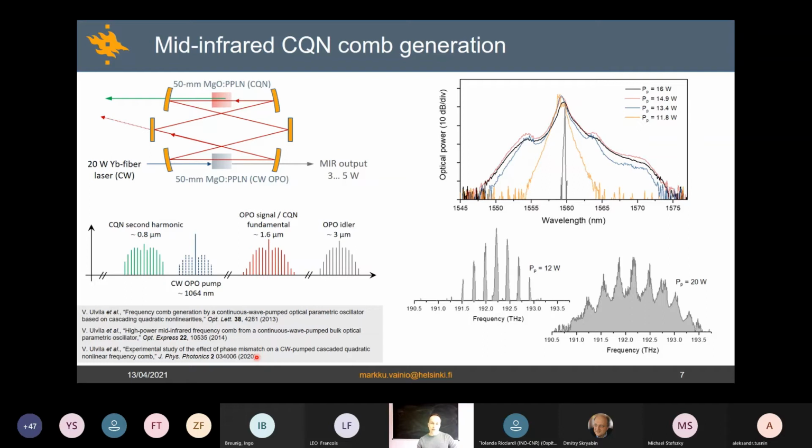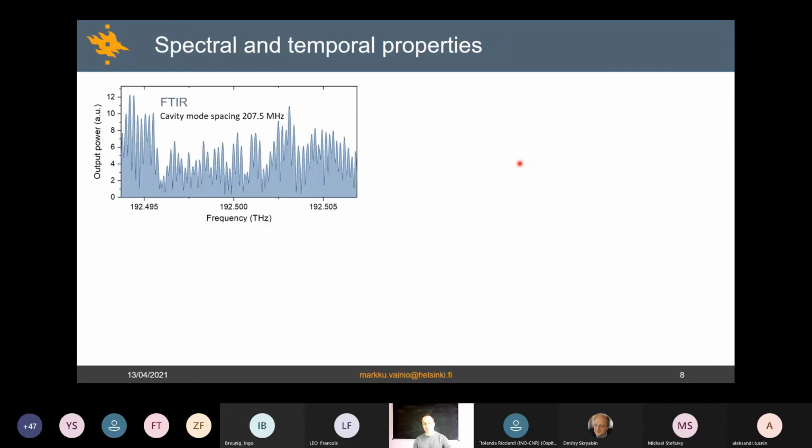Okay, then to get a little bit more information about what's really happening here, and to confirm that we actually have some comb generation and not just spectral broadening, we first looked at the optical spectrum with a better resolution. This is a measurement with a high resolution FTIR, Fourier transform spectrometer. Already here we can see these individual modes that are spaced by the cavity mode spacing, which is about 200 megahertz in our case. And of course, this could be just a collection of modes. We don't know yet if it's a frequency comb.